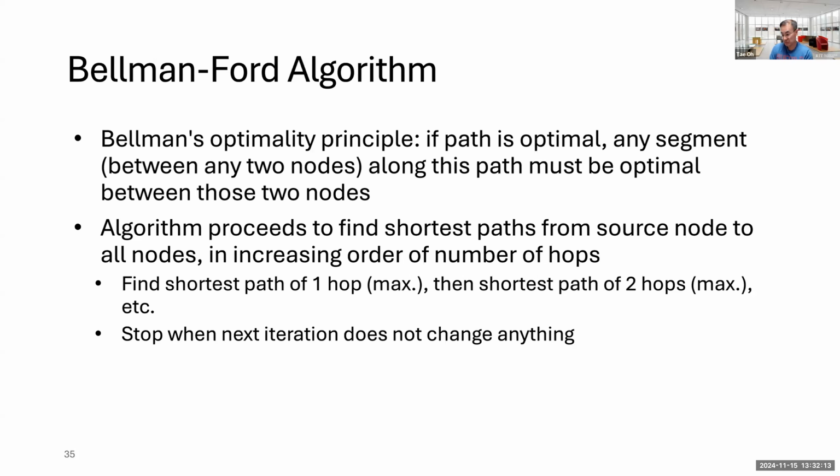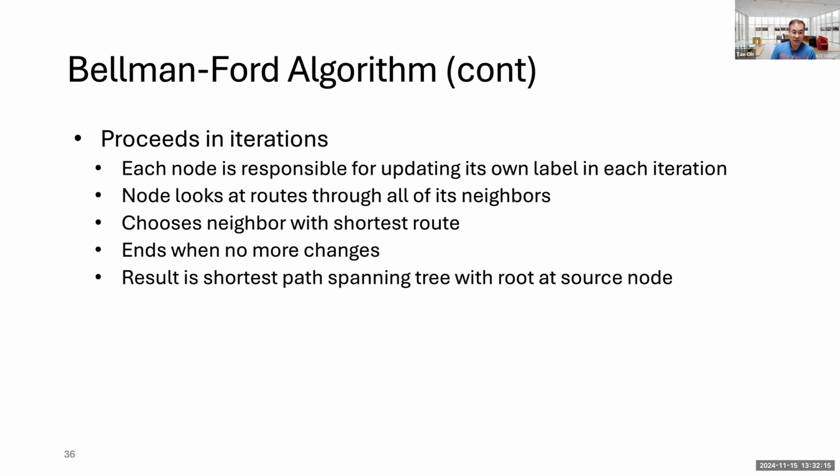It proceeds by iteration. Each node is responsible for updating its own label at each iteration. This is somewhat different from Dijkstra, right? In this case, each node is responsible for updating its own label. It's usually the neighbors for Dijkstra, right? So a node looks at the route through all its neighbors and chooses the neighbor with the shortest route, and it ends when there are no more changes. The result is the shortest path spanning tree with the root at the source node.